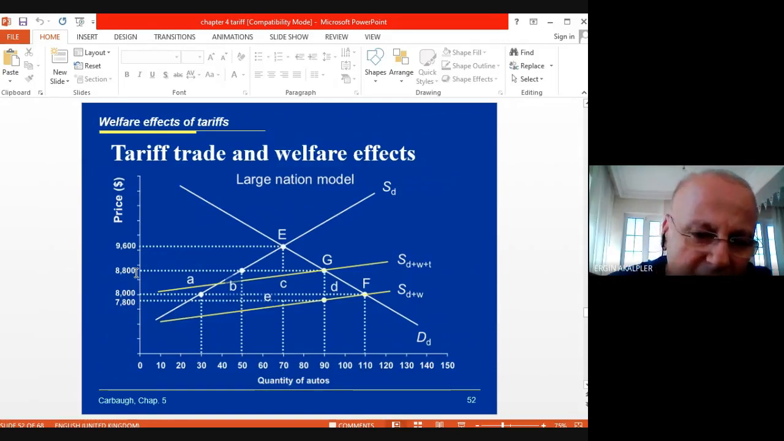This is the second almost parallel line to the x-axis quantity axis, which is not parallel but somehow parallel. The S_D plus V plus T, after the free trade amount of the world price, will be added with the tax and increase the price level to 8,800 and reduce the amount of the production which is going to be consumed in the market from 110 to 90 and increase the production from 30 to 50 after this application. And of course, then here we have to calculate again the distribution effect and of course the welfare effect.